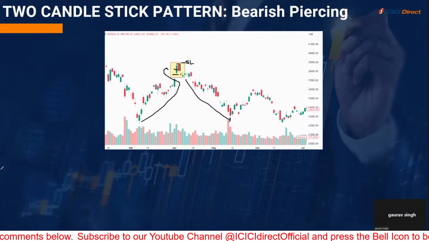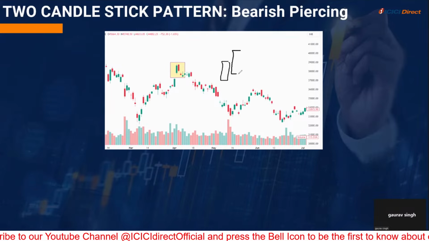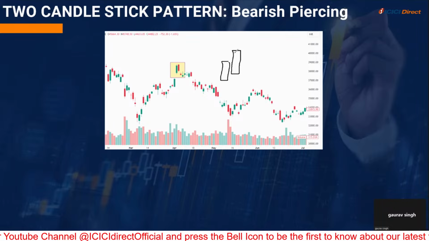So this is an example of bearish piercing. Bearish piercing is also called dark cloud cover. Why? Because there is a green candle and there is a red candle which comes over it. So it is covering. And dark cloud cover is nothing but bearish candles are also called black candles. So a dark cloud cover means a black, dark cloud has come over your bullishness.